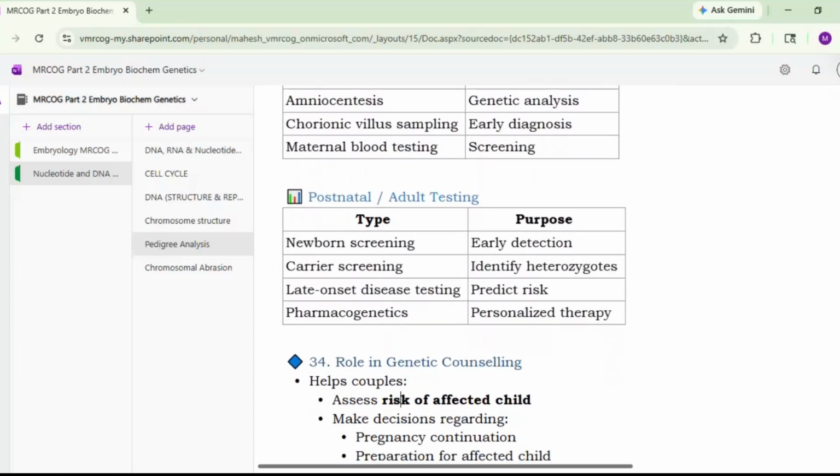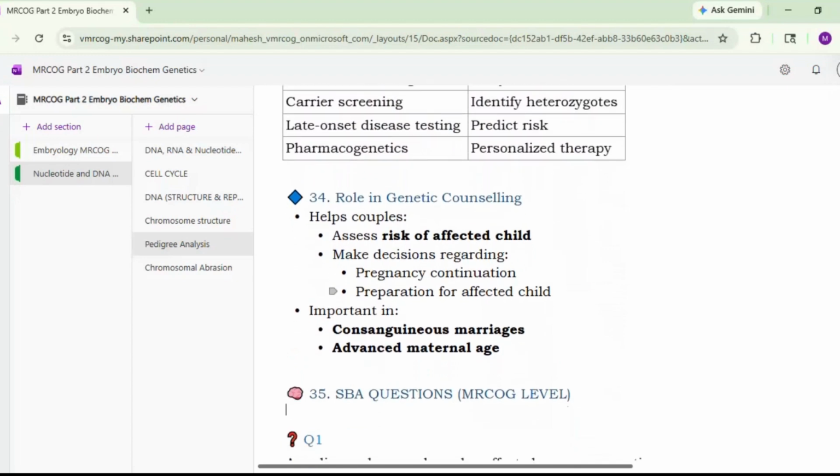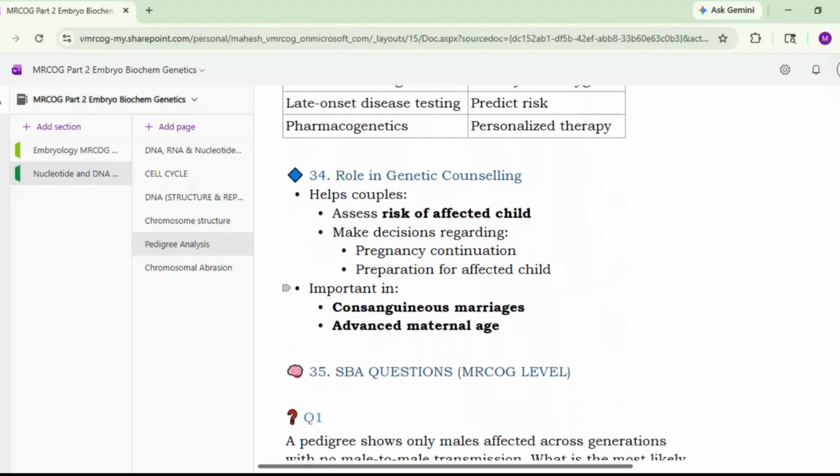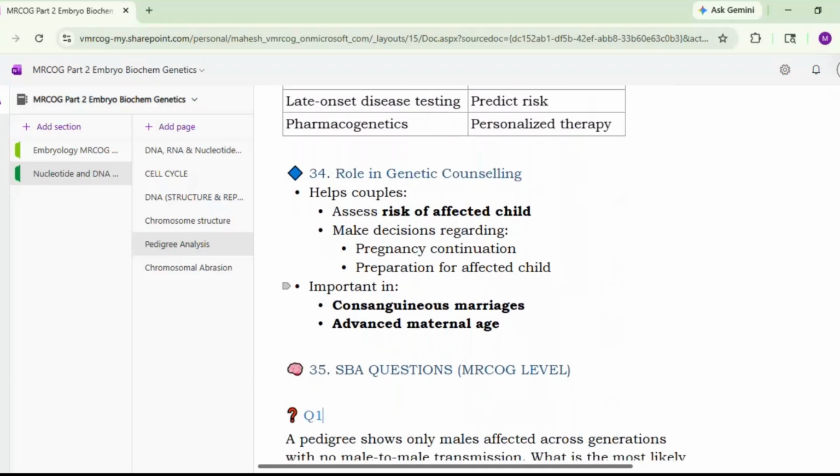Okay. So postnatal or adult testing, what can you do? You can do newborn screening for early detection, carrier screening to identify whether it is a heterozygote status or not, late onset disease testing to predict the risk, and pharmacogenetics for personalized therapy. Okay. So what is the role of genetic counseling? It helps couples to assess the risk of an affected child, then make decisions regarding pregnancy continuation and preparation for the affected child. Then it is important in consanguineous marriage and advanced maternal age.